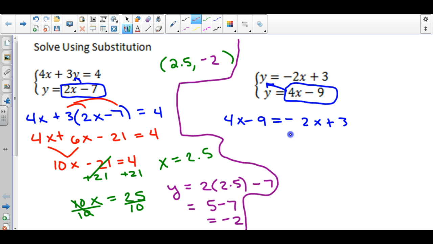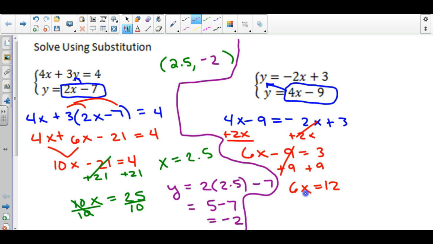So I'm going to add 2x to both sides first, so I can get my variables on one side of the equation. So I get 6x minus 9 equals 3. And then what I'm going to do to both sides is add my 9 to bring it over. Get 6x equals 12. And then what I want to do is divide both sides by 6. So I end up with an x value of 12 divided by 6, which is 2. So again, that is just the x part of the coordinate. We need to figure out the y part of the coordinate.